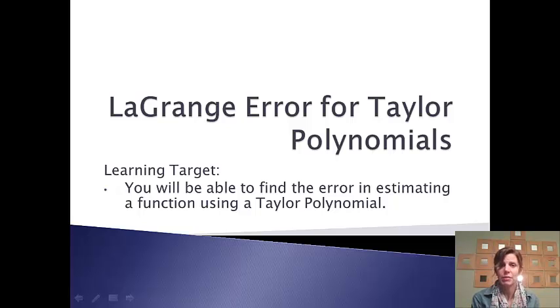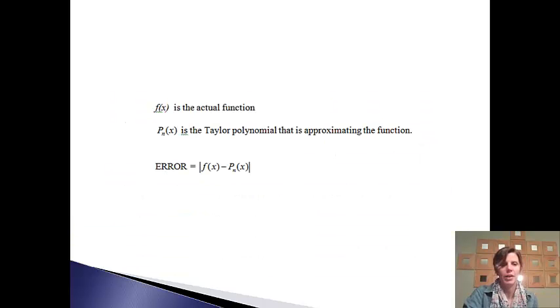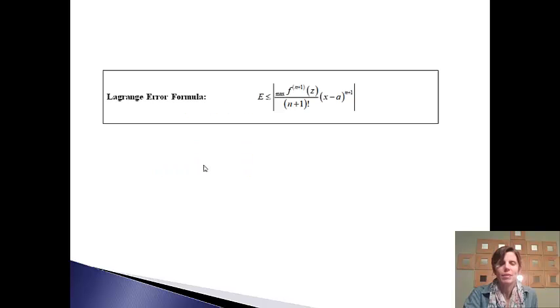So what we're going to do at the end of this lesson is be able to find the error in estimating a function using a Taylor polynomial, and we will actually be using something called the Lagrange error. We're going to have f of x be our actual function, so it could be cosine of x, or 1 over the square root of x plus 4, anything we've been dealing with before. And then P of x is our Taylor polynomial that is approximating the function. Our error is calculated by finding the absolute value of the difference between the two. So we're pretty much going to take the actual one minus the polynomial and see how close we get. Our formula is not going to look quite that simple as we get into it though.